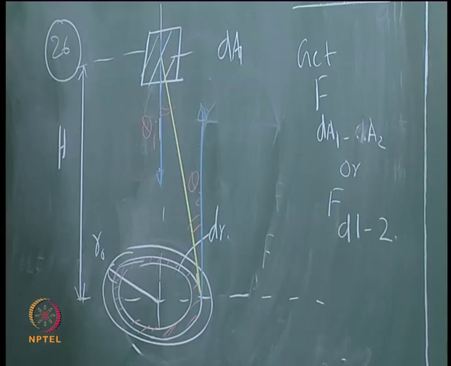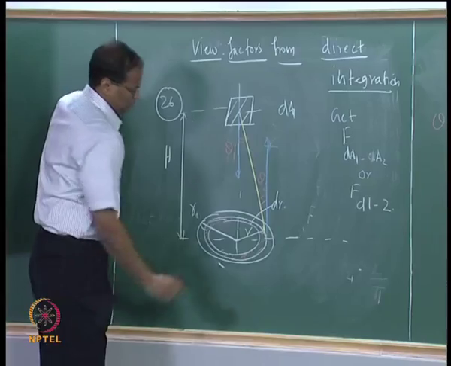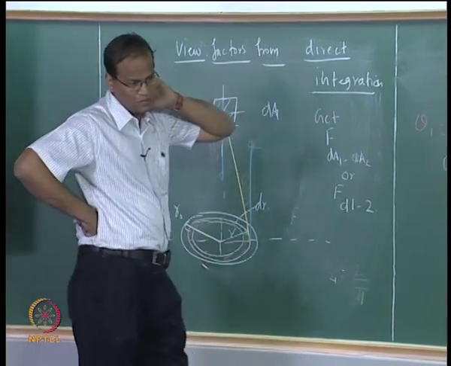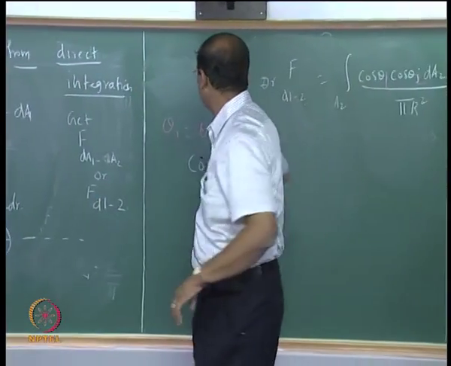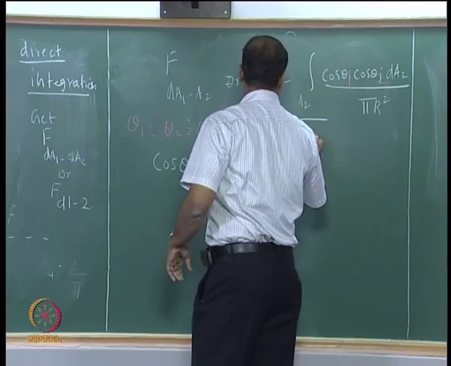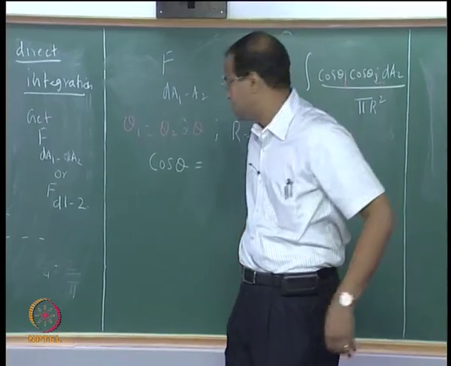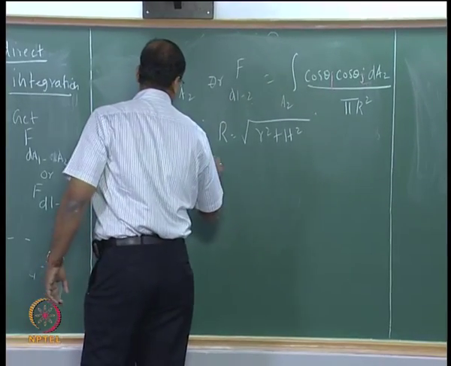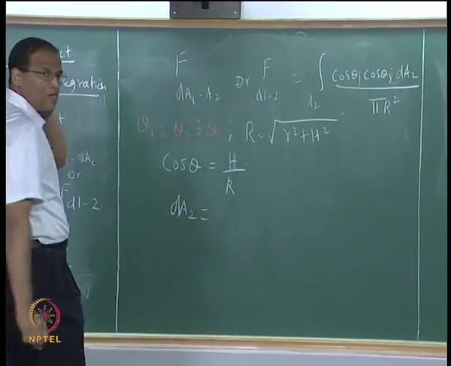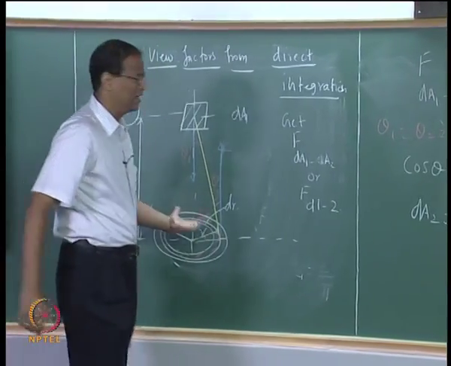First R equal to... cos theta equal to h by capital R, very good. dA2 equal to 2 pi R dr, very good.